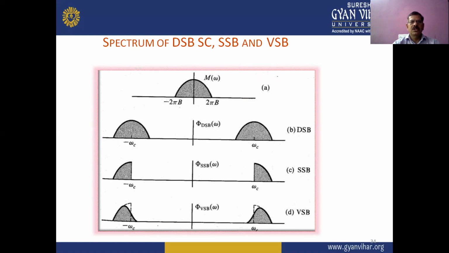So these are the different spectrums of double sideband suppressed carrier, single sideband, and vestigial sideband in this graphical representation of different spectrums. That is B for DSB, C for SSB, and D for VSB spectrums in these diagrams.